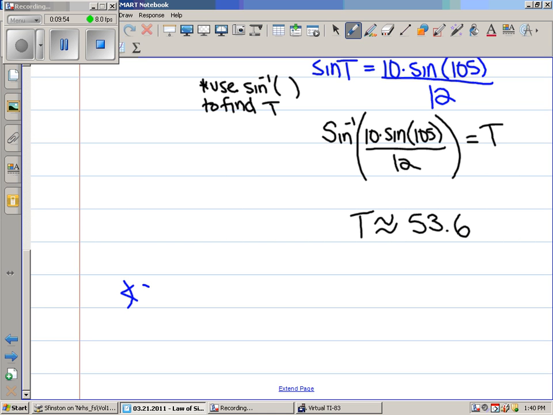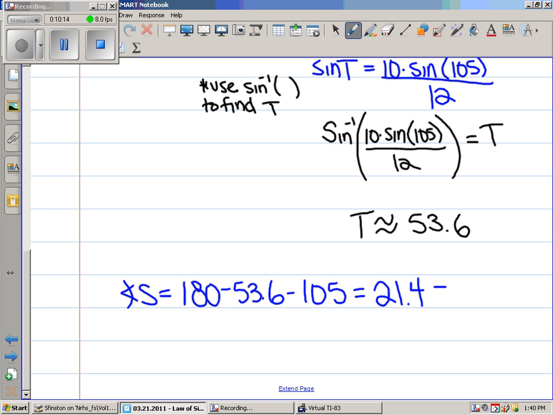All right, so it turns out angle S is just 180 degrees minus 53.6 minus 105. And so it's going to be what? 21.4, which is approximately 21 degrees. And that's our final answer.